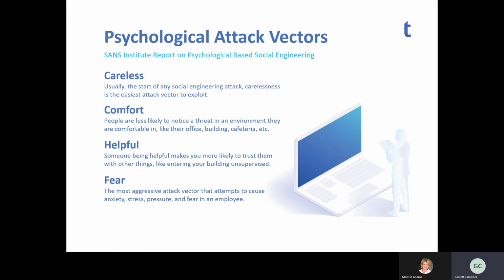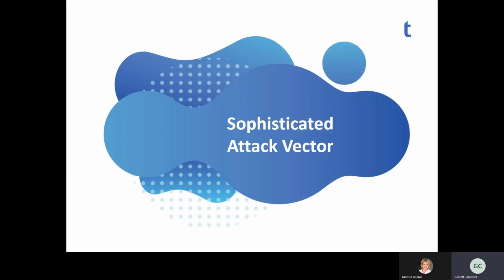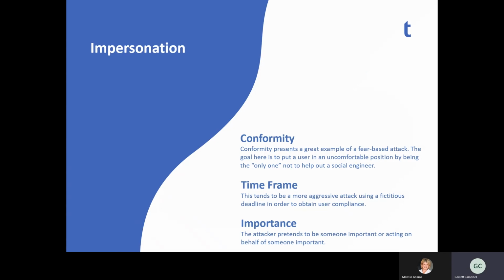And then finally, we're going to talk about fear. Now, fear has a couple of layers in and of itself, and there are some things I wanted to expand upon here and talk about these different fear attack vectors that have been listed here by Lively. We have a couple of impersonation examples, and we have impersonation and conformity. And basically, conformity presents a great example of a fear-based attack.